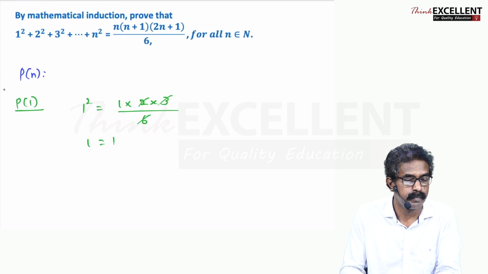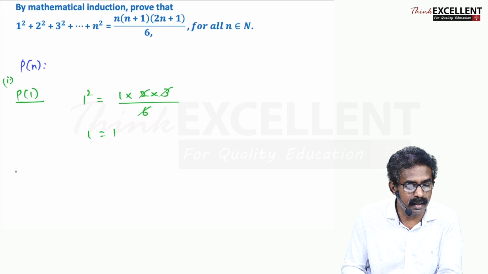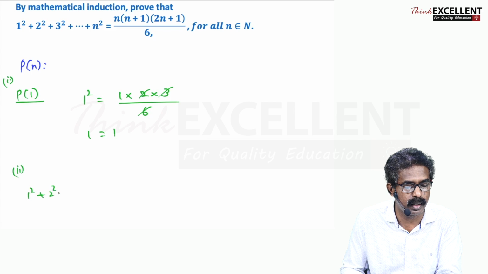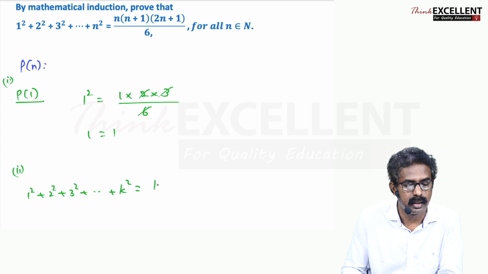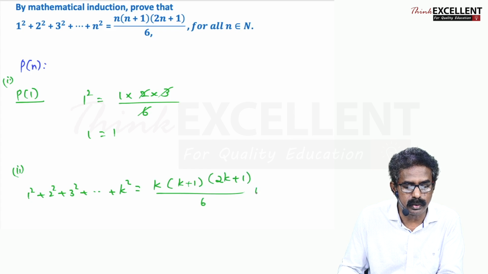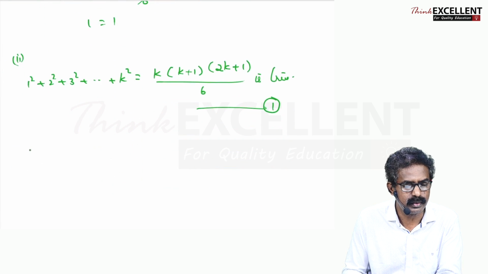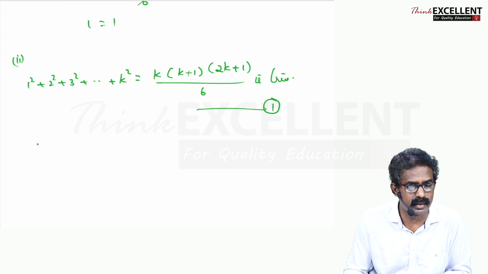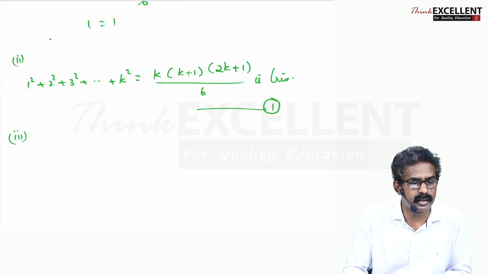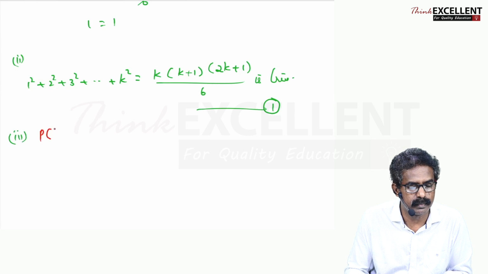That step you write. Second step, assume P of k is true. That also you copy. Okay. So what you get? 1 square plus 2 square plus 3 square, etc. up to k square equal to k into k plus 1 into 2k plus 1 by 6 is true. It is our assumption. Now the last step, P of k plus 1. Listen very carefully. So then let them give any question, you can do that. Okay. So the third step, P of k plus 1.